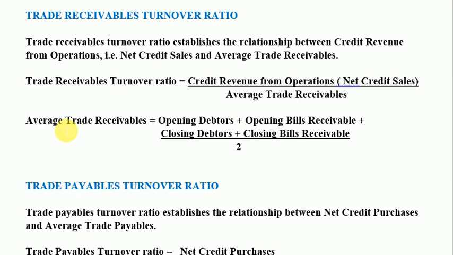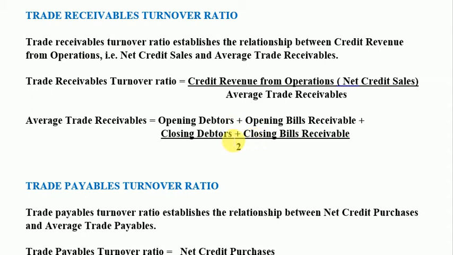So by applying this formula of trade receivables turnover ratio, when you arrive at the answer, you will express it in times. One more thing, if in your question opening and closing are not separately given, then you will directly take the total of debtors and bills receivable in the formula of average trade receivables. When you are taking debtors and bills receivable from the question, do not divide it by 2. You will divide it by 2 only when you have the opening and closing separately. I hope this should be taken care of.